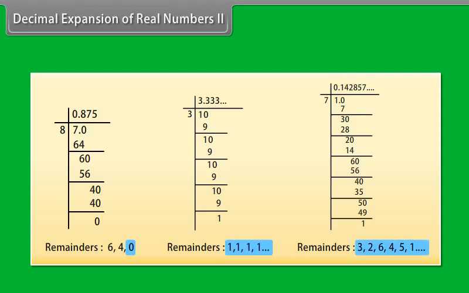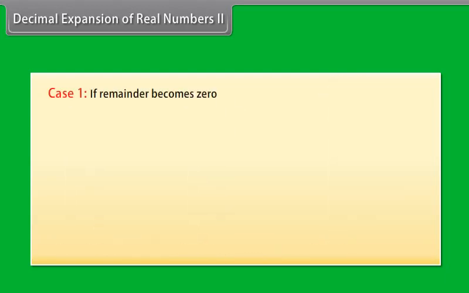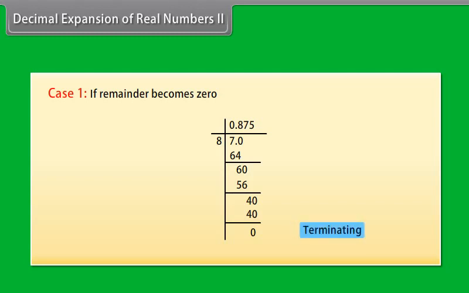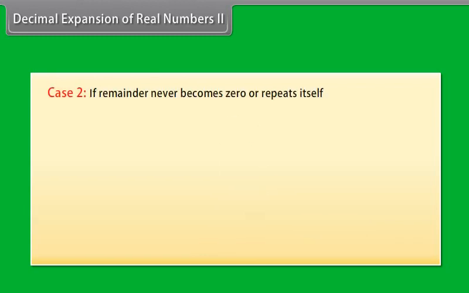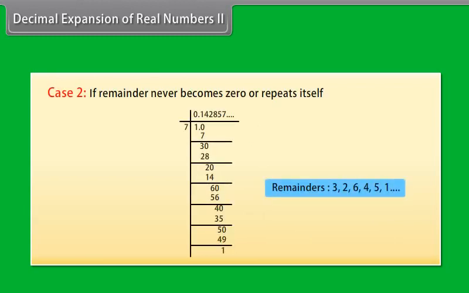Let us go through these cases one by one. Case 1: if the remainder becomes 0, then the decimal expansion ends after a finite number of steps. The decimal expansion of such numbers is terminating. Case 2: if the remainder never becomes 0 but repeats itself, then the decimal expansion of such numbers is non-terminating recurring.